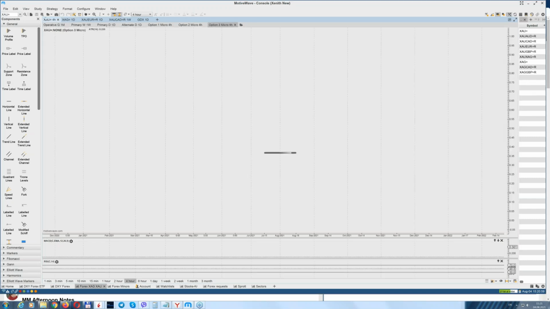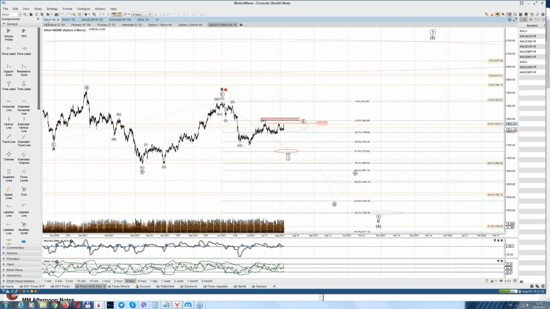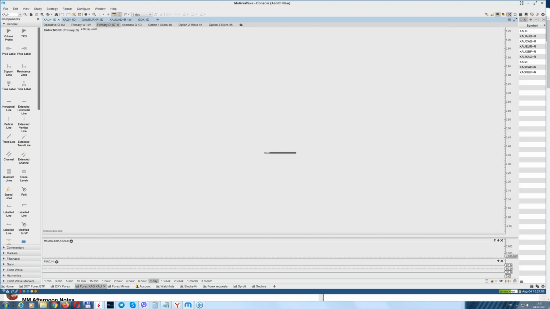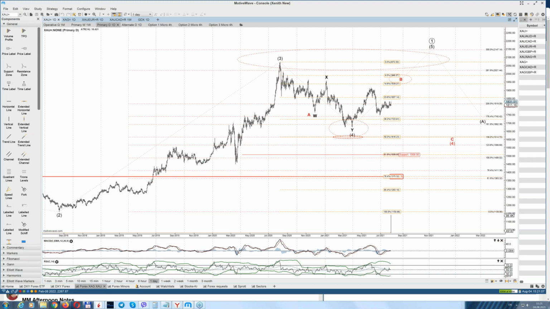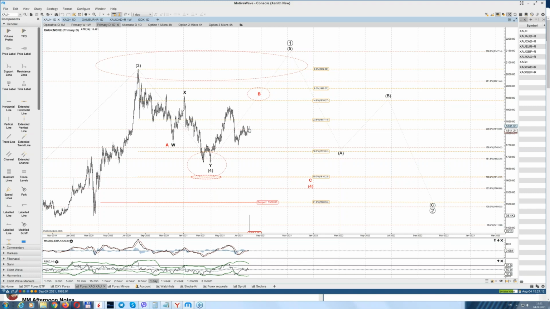Metals. Gold. First of all, options of large degree. The primary count suggesting wave B count for the wave 4. Looks like this low is not yet the bottom of the wave 4, and the red count is my preference.